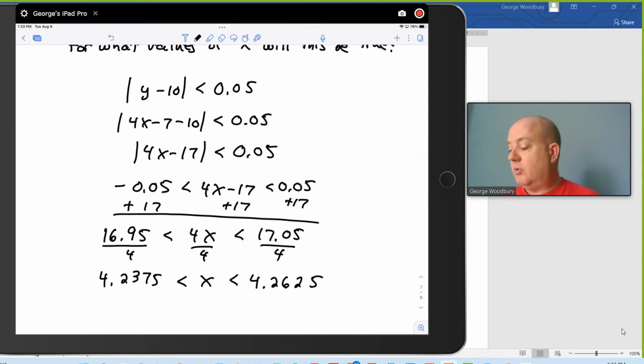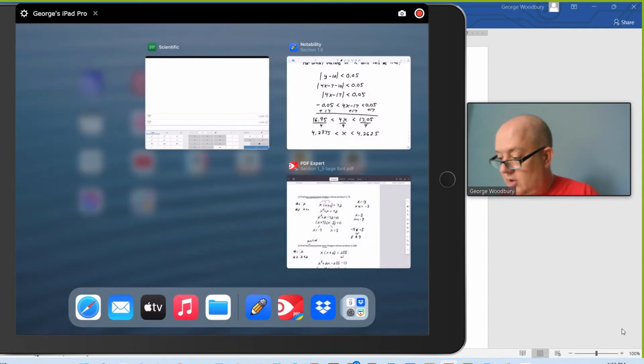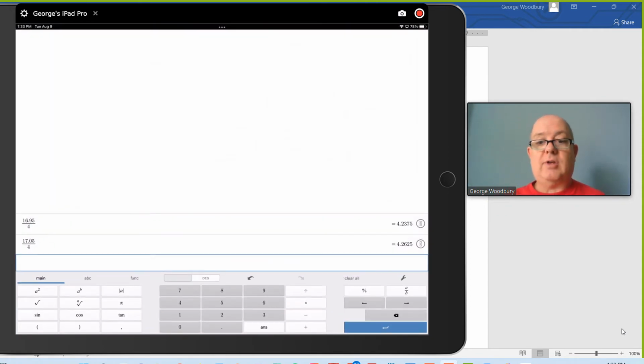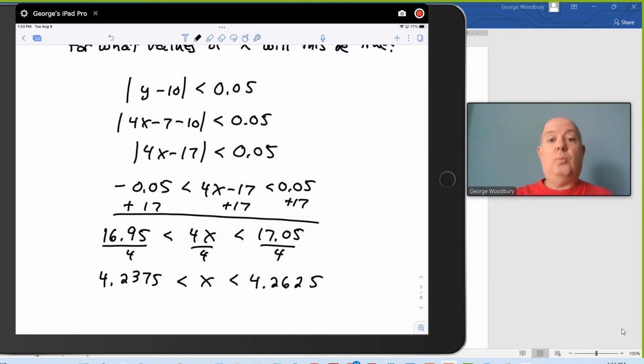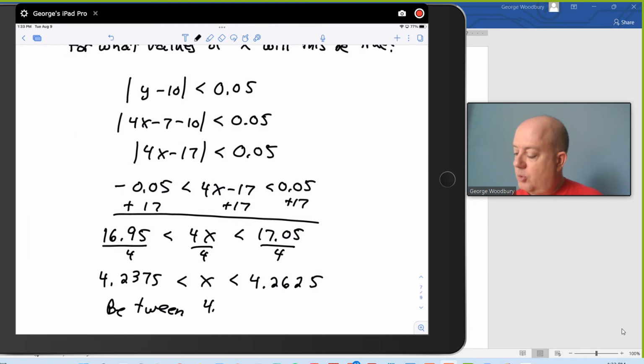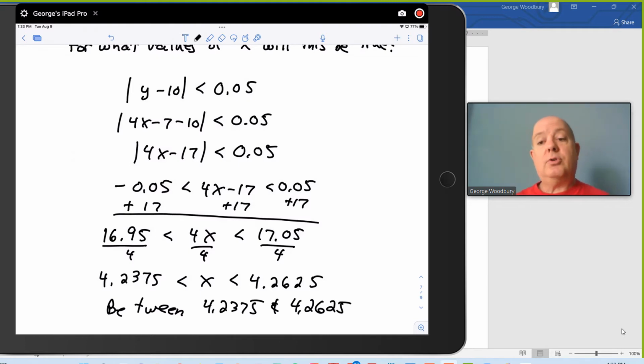So I'm going to switch over to the graphing calculator, or scientific calculator, where I'd already worked those out. 4.2375 and 4.2625. And that is what I had. So whenever x is between those two values, then we know that y is within 0.05 of 10. I'll just write that out: between 4.2375 and 4.2625.